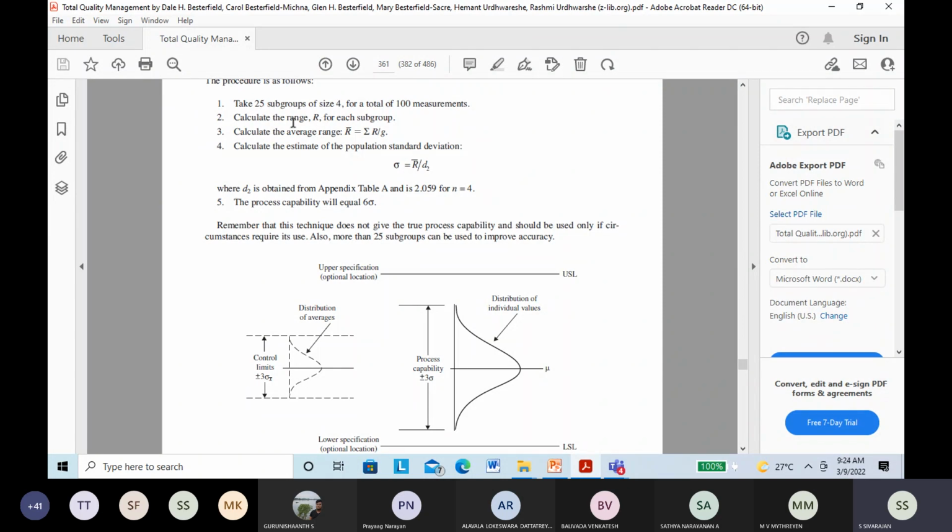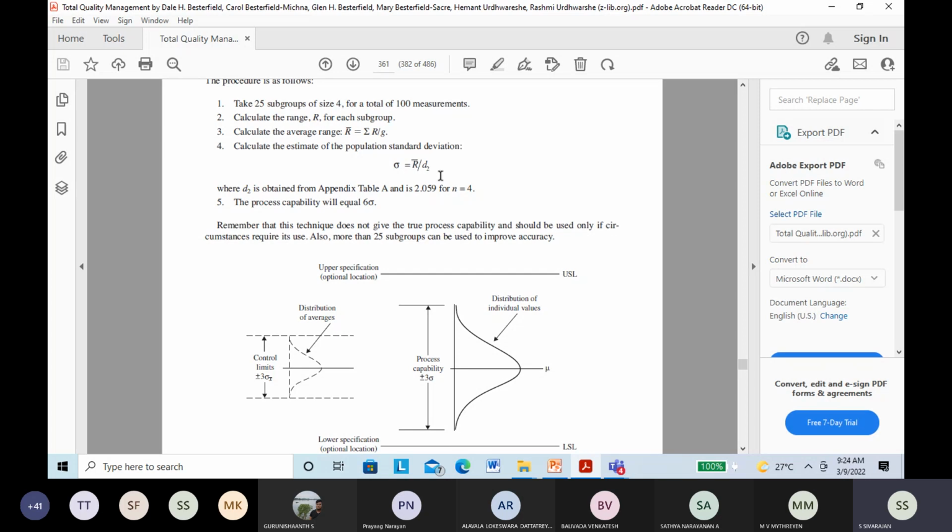Then 25 range values will be there. You add them and divide by 25. That is sigma R divided by G, where G is 25. You will get the average range. And then calculate and estimate the population standard deviation. That is very important. We are not using the usual sample standard deviation. The sample standard deviation is given by the formula square root of sigma x minus x bar whole square divided by n minus 1. That is for the sample standard deviation, so we are not using that. This is the population standard deviation. This may not give an accurate value, but it is a good enough value.